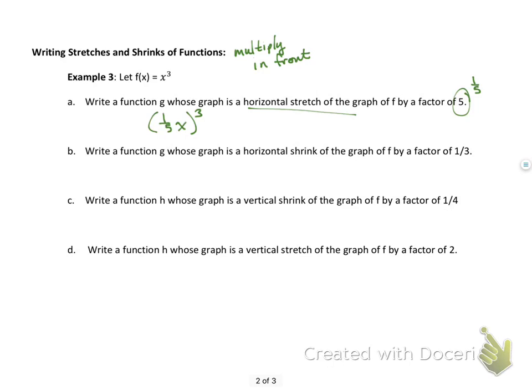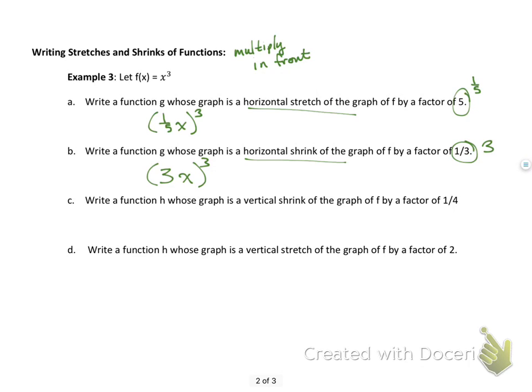For the horizontal shrink by a factor of 1/3, we're going to do the exact same thing, right? It's still horizontal, so we flip it to be a 3. It's going to go on the inside because it's horizontal, so we need an inside cubed. We need an x because it's a stretch or shrink. It goes in front, so it's 3.